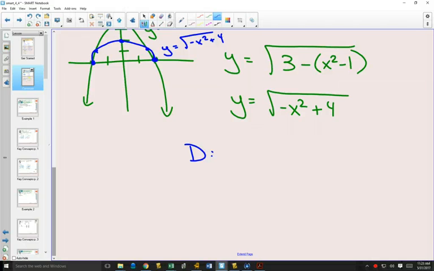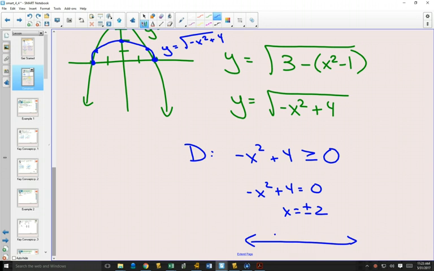So whenever you have a square root like we have here, we look at the inside, which is the negative x squared plus 4, and we say that inside has to be bigger than or equal to 0. And if that's the case, solving this, if I make it equal to 0, I will get x equals plus or minus 2. If I then make my number line with minus 2 and 2 on there, I know that those 2 points are included because it has an equal sign.